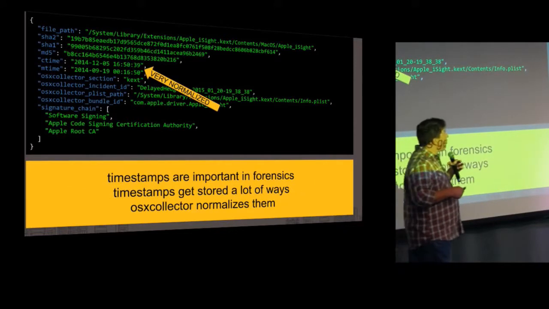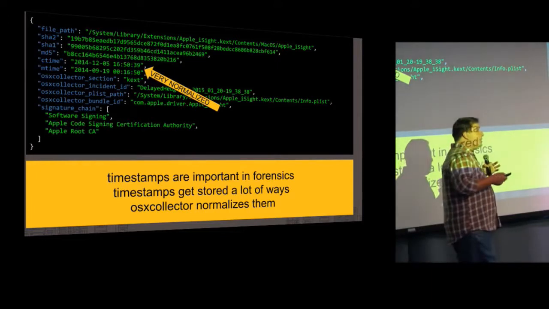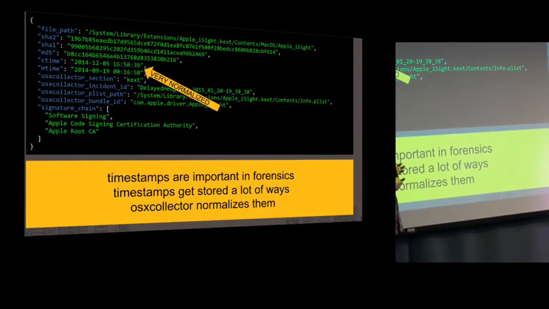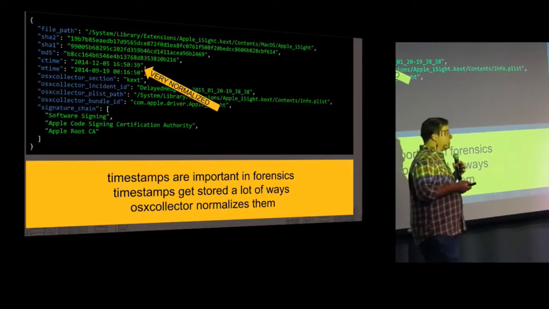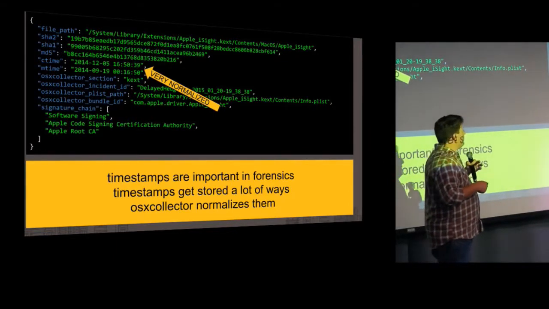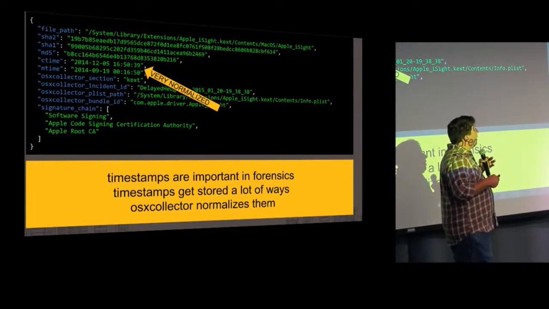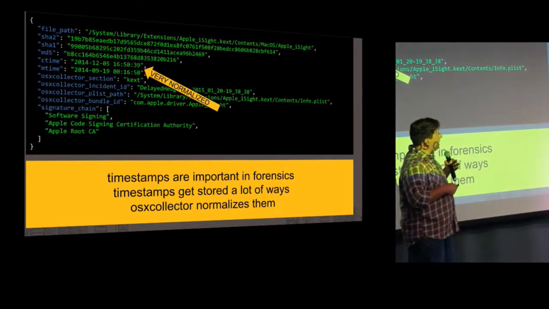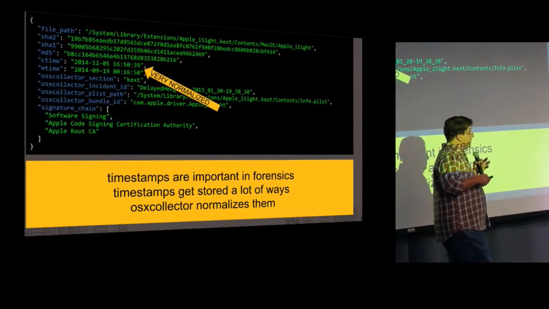Times are really important. On OS X, there's probably about 9 ways to represent time in different SQLite databases, and the browser represents it, and the OS represents it like 7 different ways, because why the hell not? So OSX Collector normalizes date and time to very normalized stuff, which is very helpful. We'll see that later.